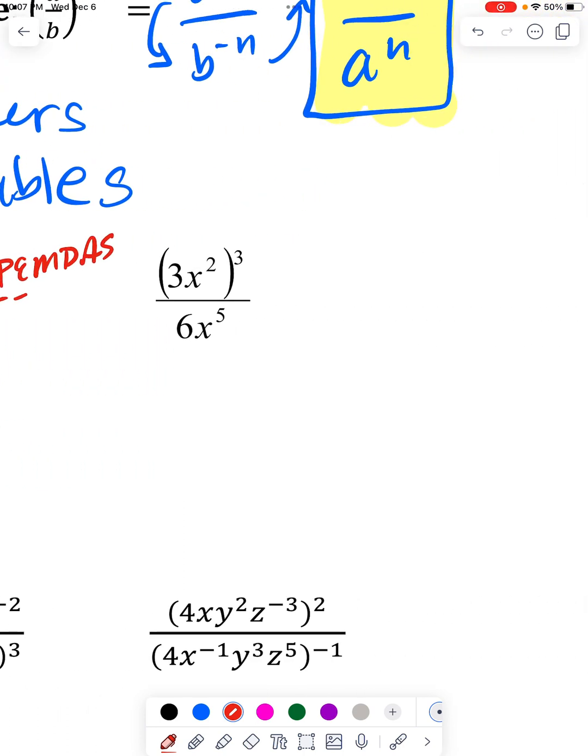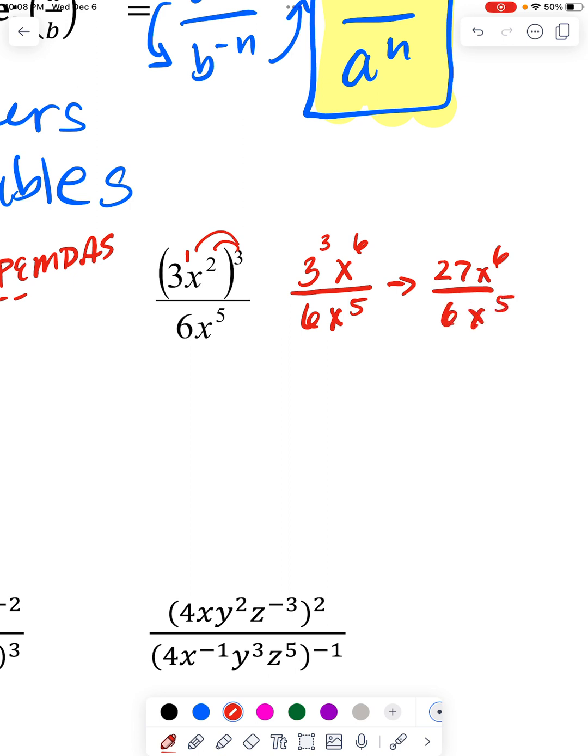Here, like my 4 steps, I'm going to distribute the power. And again, this is 3 to the 1st power. Don't multiply the power by the number. Don't get 9. So I have now 3 to the 3rd, x to the 6th, because the powers multiply as you bring that power in. And on the bottom, I haven't done anything yet. 3 to the 3rd becomes a 27.